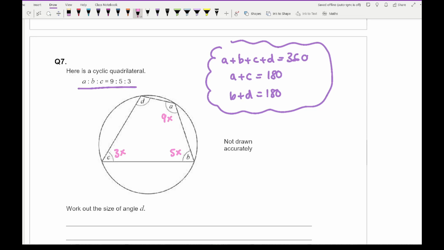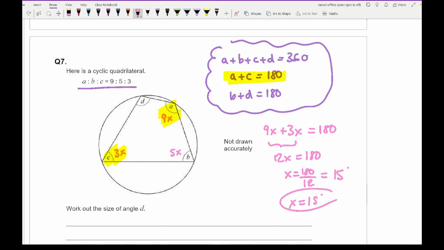Now, what do I know? Well, I know that opposite angles, so this angle here and this angle here, using this bit of information here, must add up to 180. So I know that 9x plus 3x equals 180. So simplifying this, we get 12x equals 180, and then solving for this, we get x equals 180 divided by 12, which gives me an answer of 15 degrees. So x equals 15 degrees.